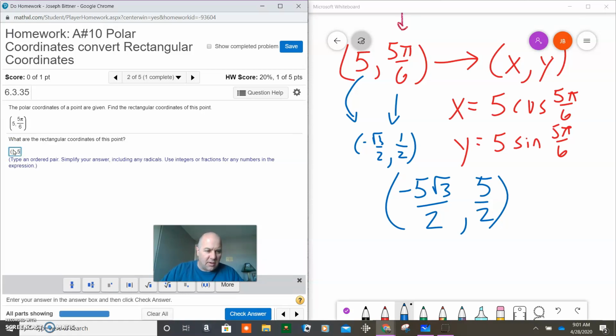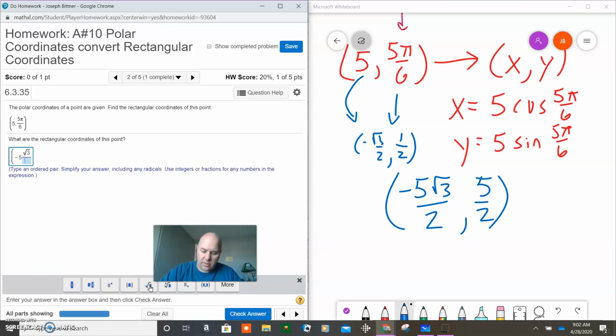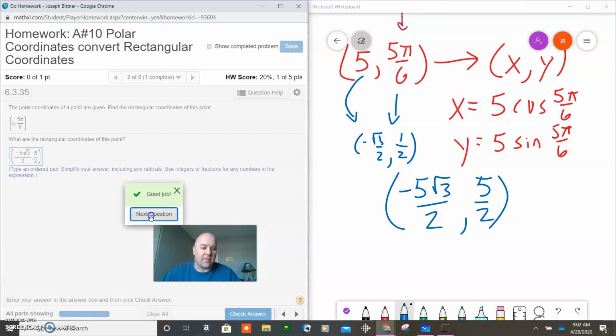Negative 5 square root of 3 over, oh no, I got to put that 5 on top. Negative 5 there. It might just take more time typing it in. Actually, you guys are probably faster at this. And then check my answer, and then there's my solution.